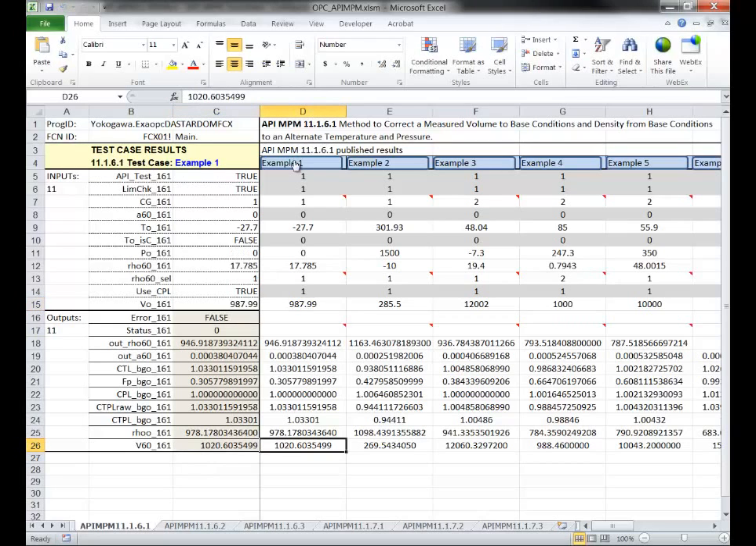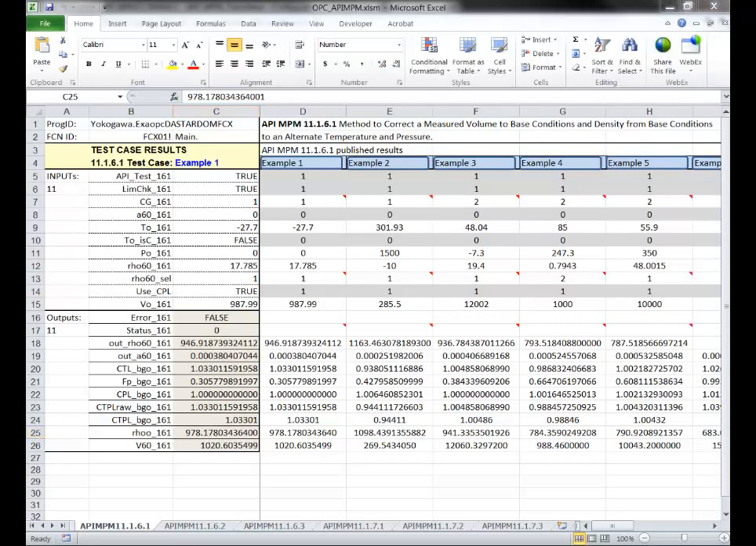Now this new data is sent via OPC to the controller, and then read back. You can already see that the temperature changed, the density also changed, and the volume changed. So the new volume input is 987.99, and the new volume output should be 1020.6035499. I point that out because that's what's being corrected, right? The volume and also this density are what's being corrected.